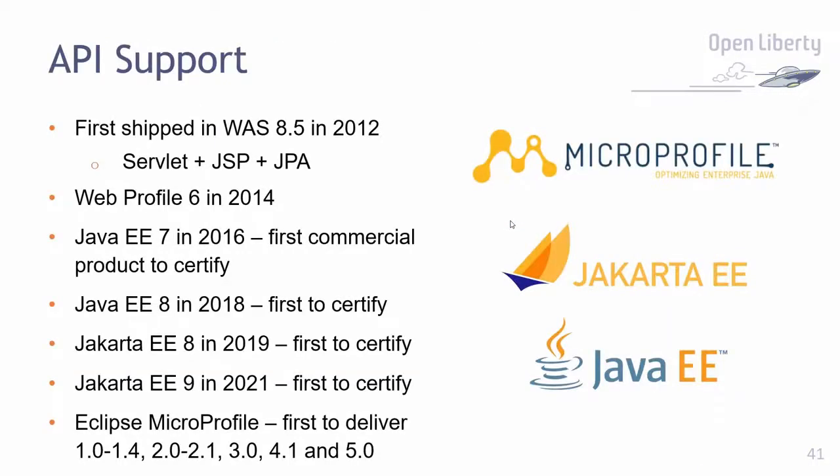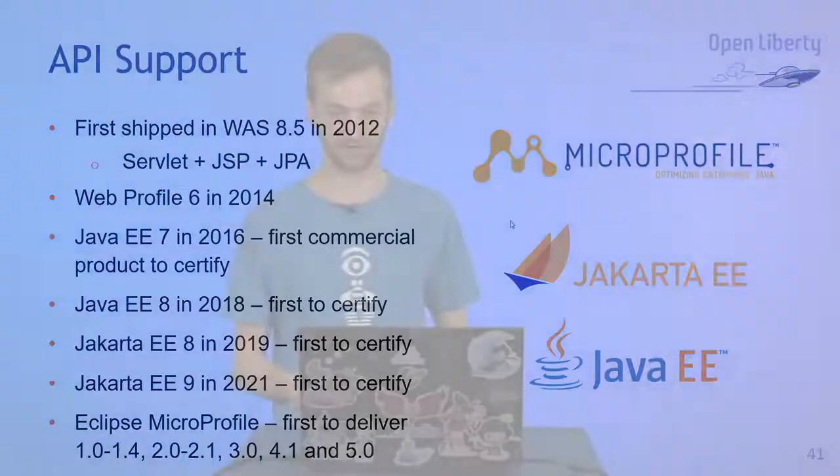In regards to API support, we've really been at the forefront of two of the main kinds of APIs that are around. We have been the first to deliver MicroProfile versions 1, 2, 3, 4, and now 5. And we've also been the first to deliver Java EE 8, Jakarta EE 8, and now Jakarta EE 9, I think, about a couple of months ago. So our developers have worked very, very hard to make sure those specs work with Open Liberty.